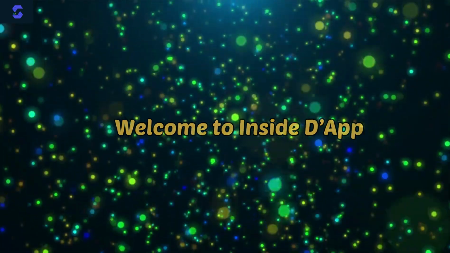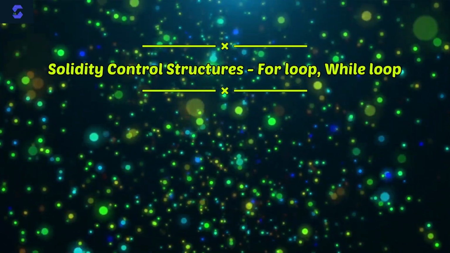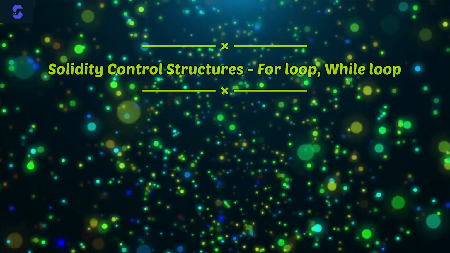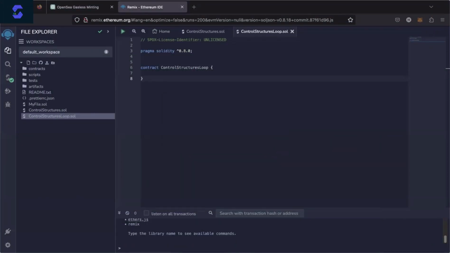Today, we have Solidity control structures, and we're going to be looking at loops. When writing smart contracts, we often need to repeat certain tasks multiple times, and this is where loops come in handy. The for loop is used to repeat a block of code a fixed number of times. It is used when you know the exact number of iterations you want to perform. The syntax of a for loop in Solidity looks as follows.